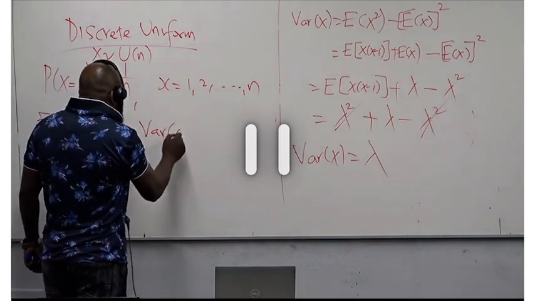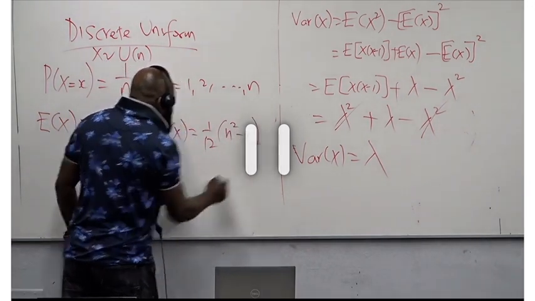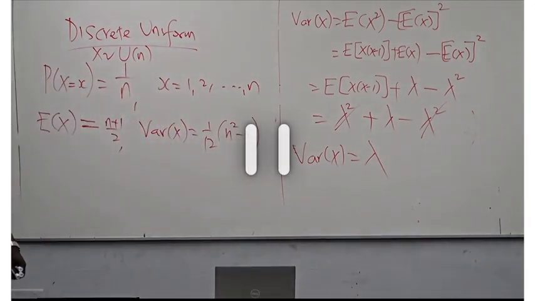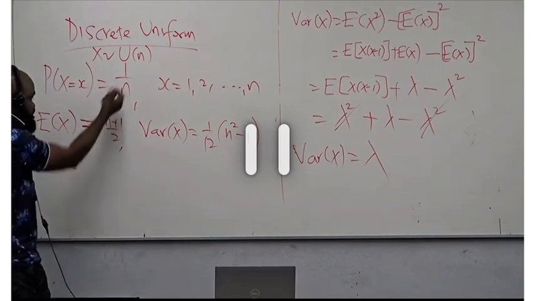The variance of x is 1 over 12 (n squared minus 1). So how do we derive this? Yeah, I'm going to show you right now. If I want to derive the expectation of x, this is a discrete uniform.